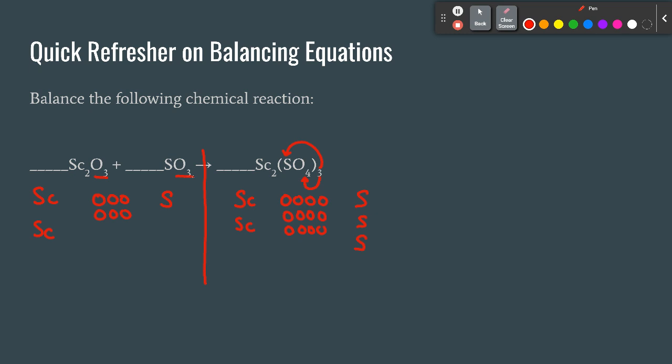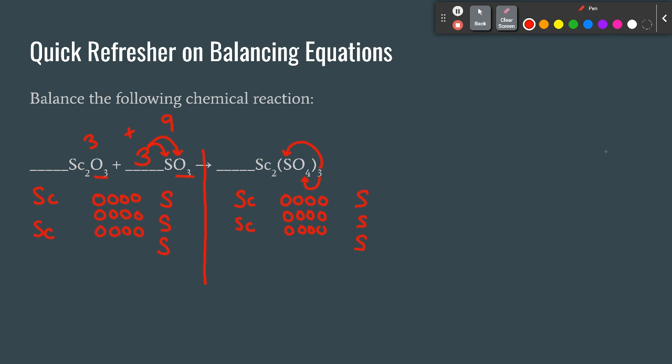I'm going to need 3 sulfurs on my reactant side, which means I can put a 3 as my coefficient here. The 3 applies to my sulfur, meaning I now have 3 sulfurs. The 3 also applies to this oxygen atom. So 3 times 3 means I have 9 oxygens here, but don't forget the 3 oxygens I have right here. 9 plus 3 is 12, so I'm going to write in my 12 oxygen atoms.